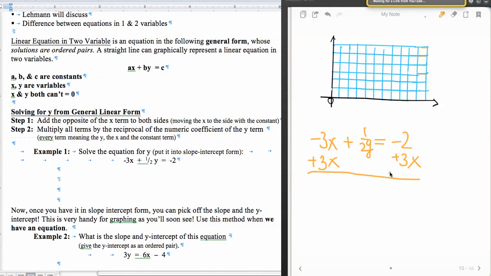like we discussed in section 4.6. So when we add, we're going to get a 1/2 y on the left-hand side, and that's going to be equal to 3x, and then you can write it as plus a negative 2 or just minus a 2. It's totally up to you. Now the last thing that we need to do is get the numeric coefficient of the y away, so we're going to multiply by the reciprocal of 1/2, which is going to give us 2, and not just one term on this side, but both terms. And we don't want to use the distributive property. We want to think of it in terms of multiplying everything by that reciprocal of the numeric coefficient.